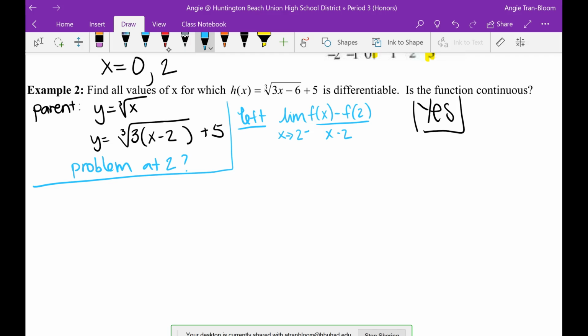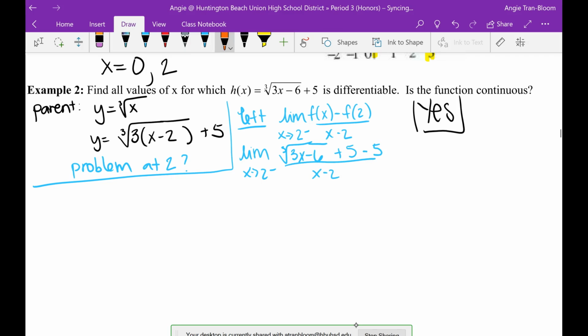Yes, no, maybe? Okay, let's plug it in. Limit as x approaches 2 from the left. What's f of x? That whole thing: the third root of 3x minus 6 under the radical, plus 5. F of 2 is what again? So minus 5, all over x minus 2. Oh, nice, the 5's cancel. Whoa, that's awesome. Okay, now what?